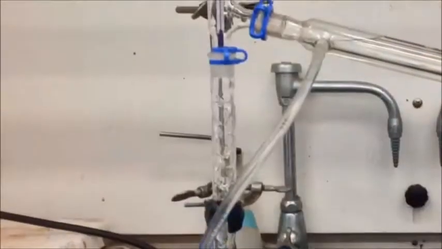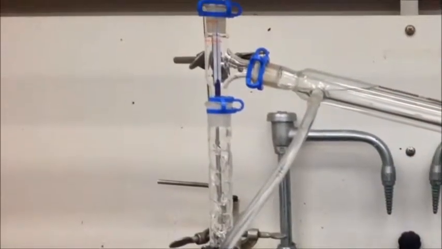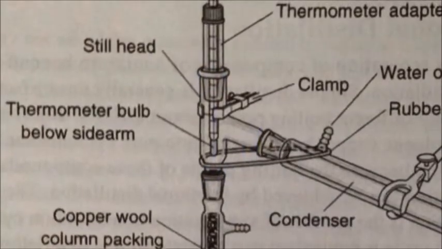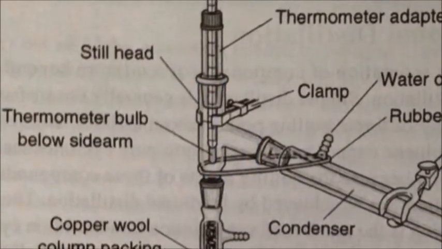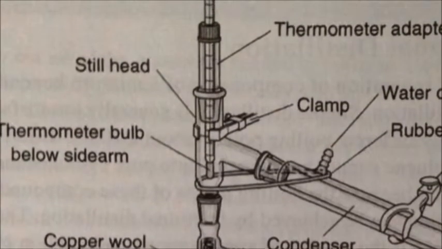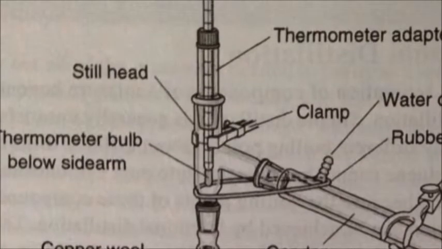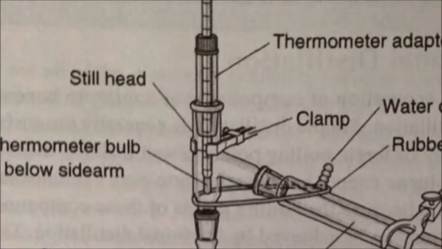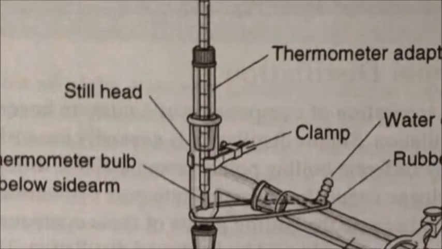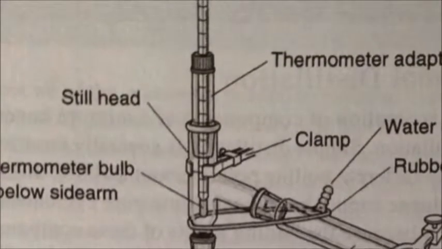The next piece is the still head, and it basically acts as a connecting piece and holds your thermometer in place. Now the thermometer is really important to pay attention to. If you know the boiling points of your liquids, this can be a good indicator of what is boiling off. In theory, once the mixture starts boiling, the temperature should remain constant at the boiling point of your liquid with the lowest boiling point.